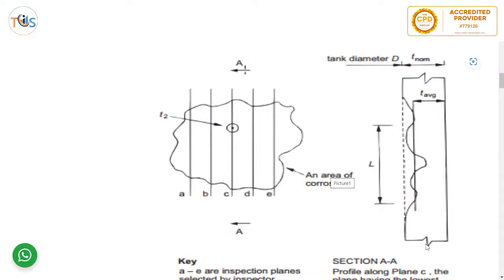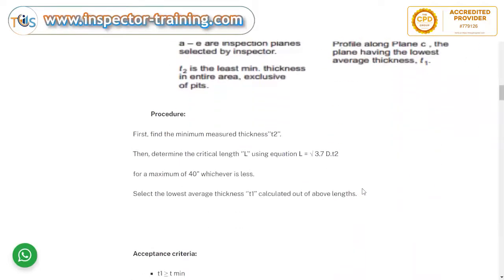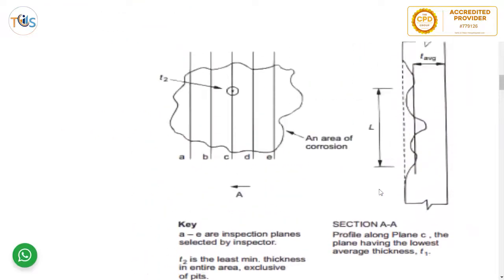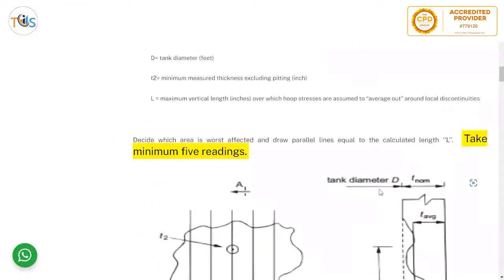And this is a cross section of one of the readings. As you can see, there might be some places that have less thickness, and you might measure some more thickness over this length L, and you average it out. You take at least 5 readings and average it out. That would be the minimum average thickness, T1. So T1 would be the calculated lowest average thickness. T2 is the minimum measured thickness excluding pitting.